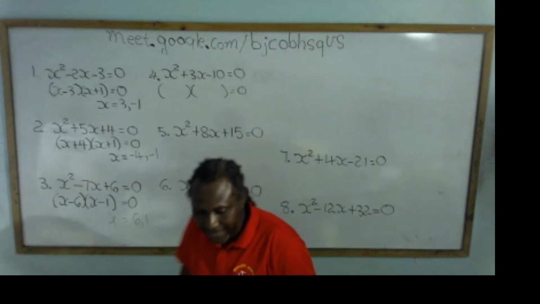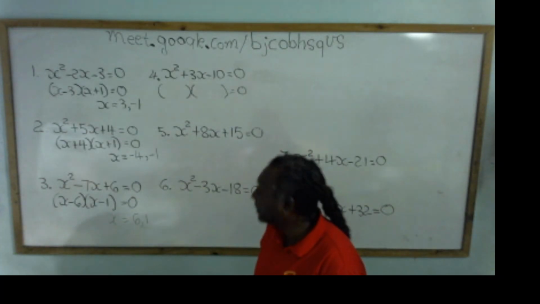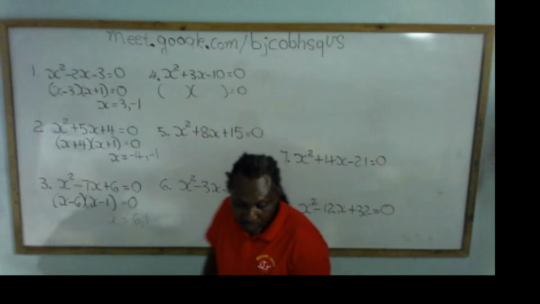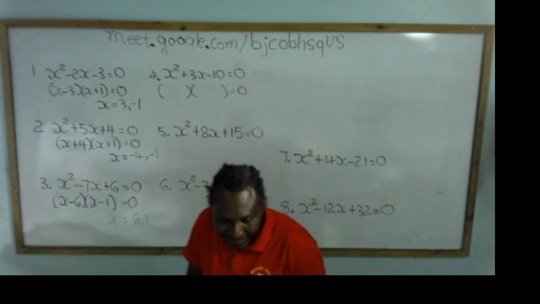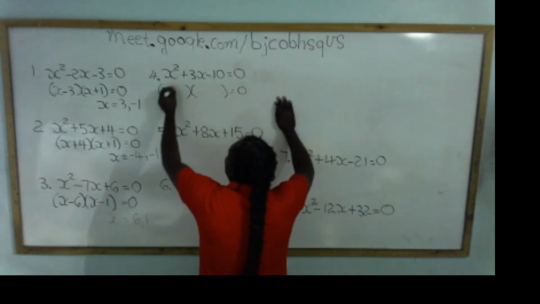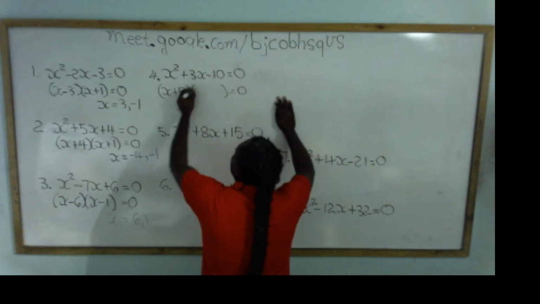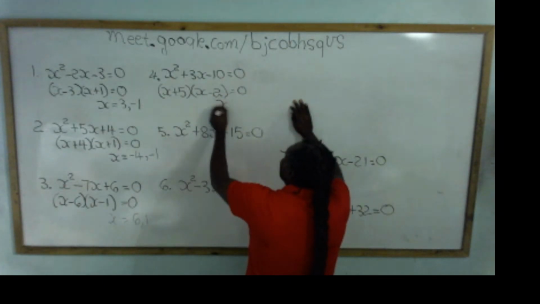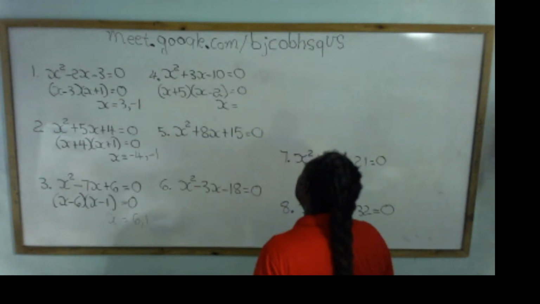Ten and a negative 3, 5 and negative 2. That sounds sensible to me. 5 and negative 2. So we'll have what? X plus 5, x minus 2 is equal to 0. So x is equal to, what do we say?